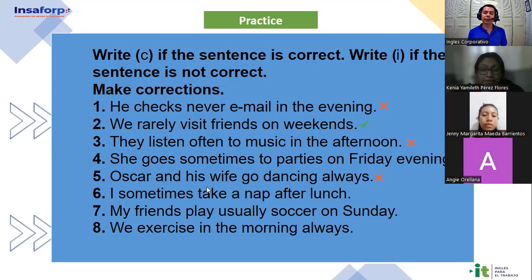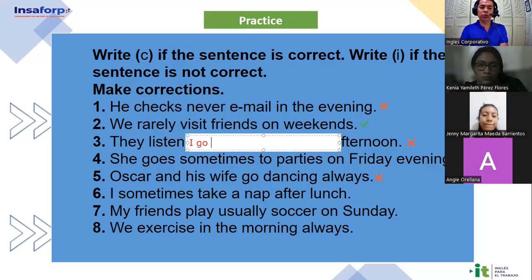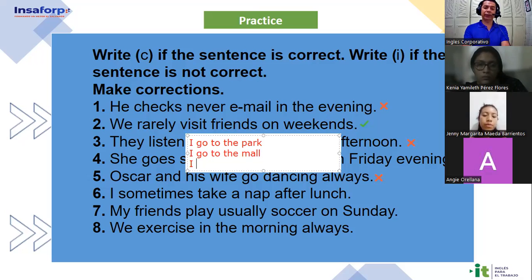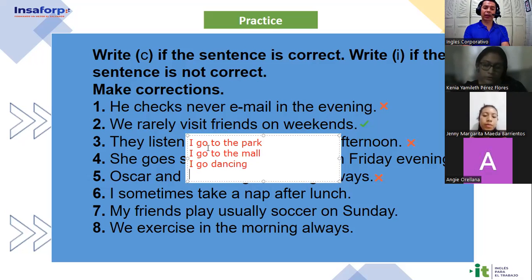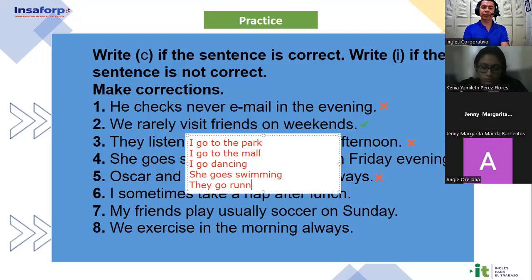Teacher, I have a question. Yes, tell me. In number five, is only go or is go to dancing? Go dancing. Go to dancing, no. Okay, when you say, for example, I go to the park, right? You go to one specific place. I go to the mall, for example, right? But when you talk about activities, I go dancing, she goes swimming, they go running. So you don't have to use go to. Only go and then running. Goes swimming, go dancing, right? Okay? Good.